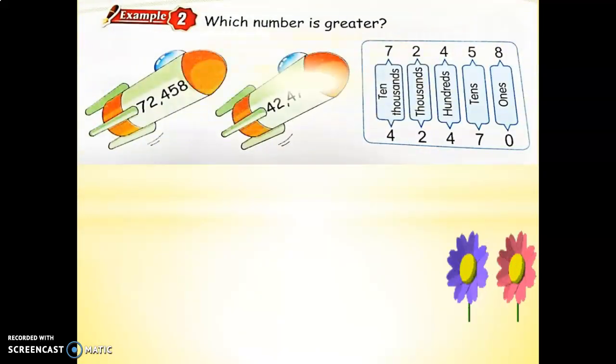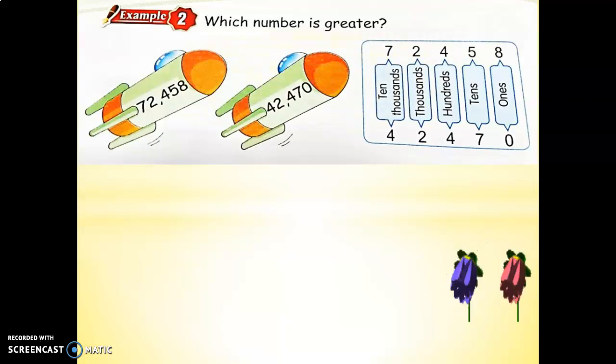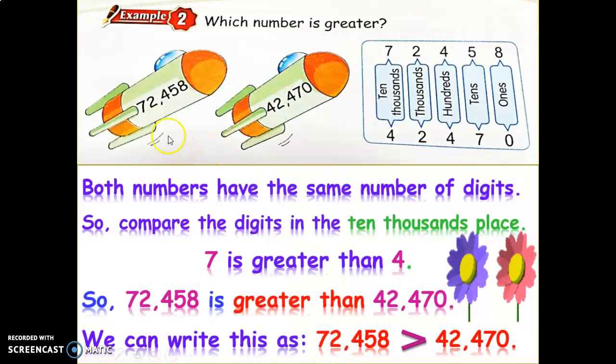Well, let's have another example. For this one, we have to find which number is greater. Is it 72,458 or is it 42,470? So both numbers have the same number of digits. They both have 5 digits. What we need to do is to compare the digits in the 10,000s place. So we will have a review of our place value table.